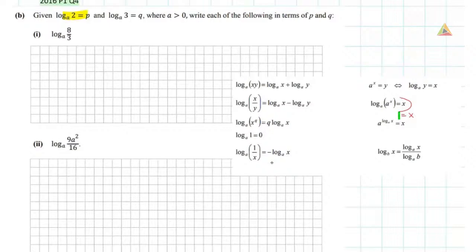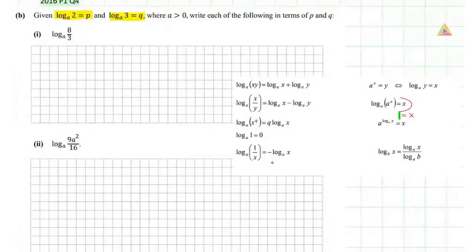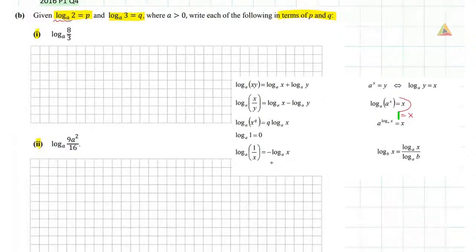So, given log to the base a of 2 is p, log to the base a of 3 is q, and a is a positive number, write each of the following in terms of p and q. So basically in part 1 and 2, it wants us to change everything into p and q. In other words, everything into a log to the base a of 2, which we can replace with p, and a log to the base a of 3, which we can replace with q.